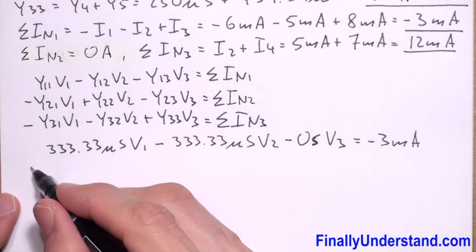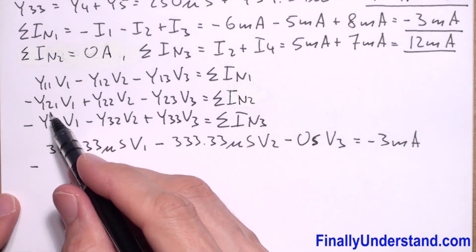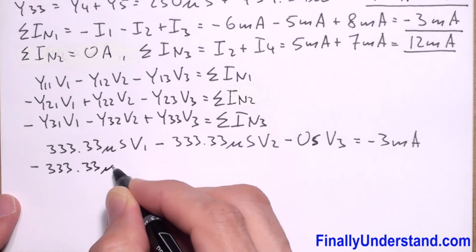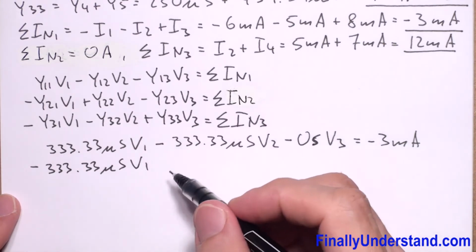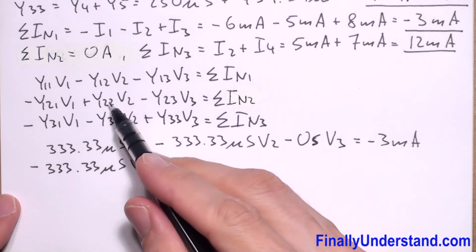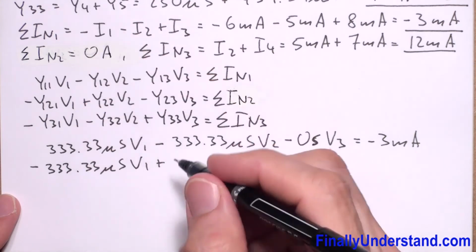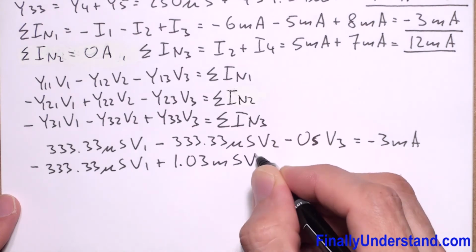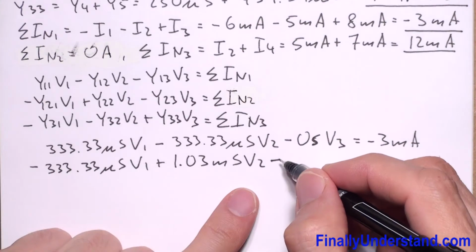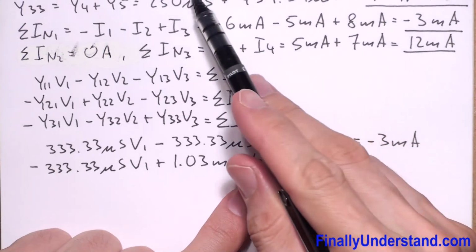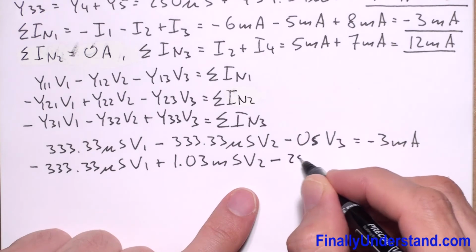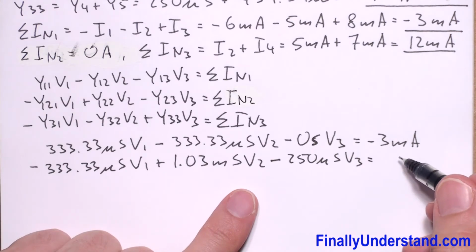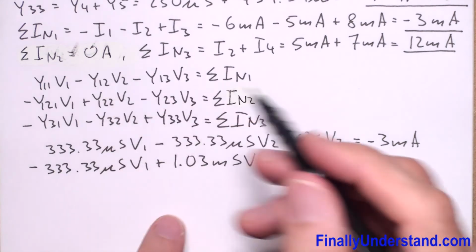Next, I'm supposed to write negative Y21, and we found that Y21 is equal to 333.33 microsiemens V1, plus Y22, which is equal to 1.03 millisiemens V2, minus Y23, which is equal to 250 microsiemens, V3, and this is equal to the sum of the currents going to node 2, which is 0 amps.